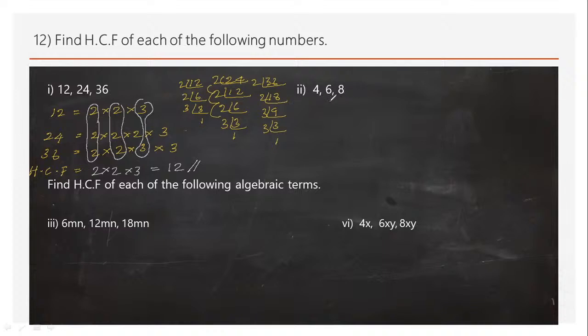Let's find the highest common factor of this. Here also, we need to follow the division like this. 4 equals 2 times 2. 6 is 2 times 3. 8 is 2 into 2 into 2. Highest common factor equals only 2 common, so you can write 2.